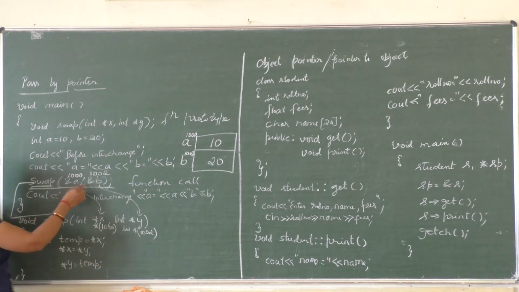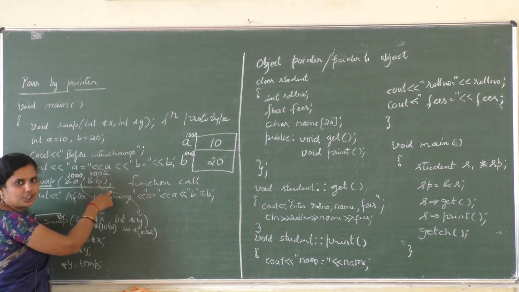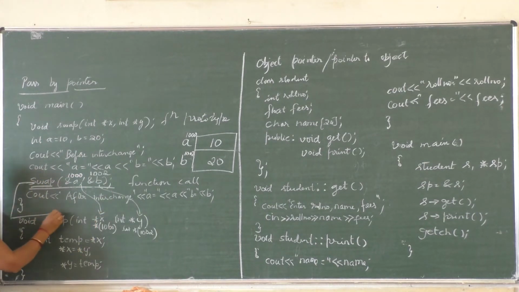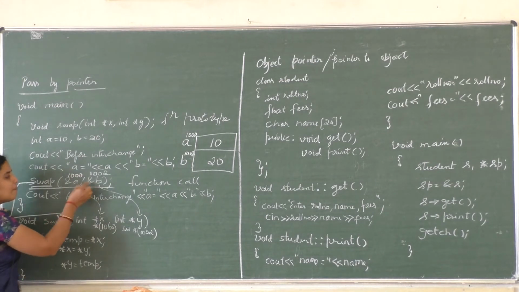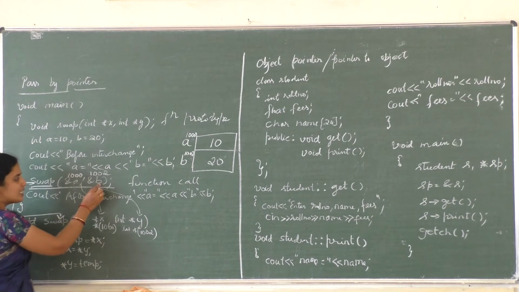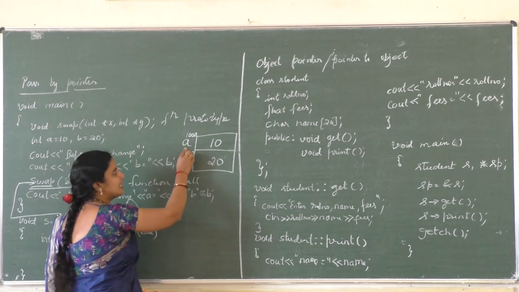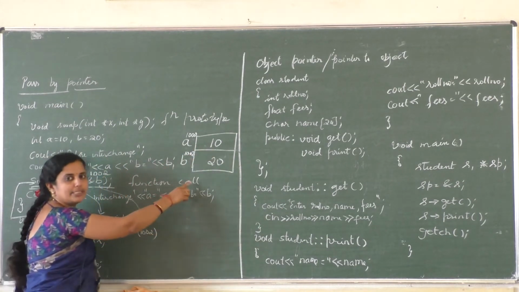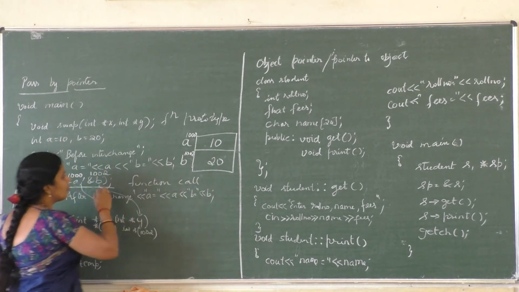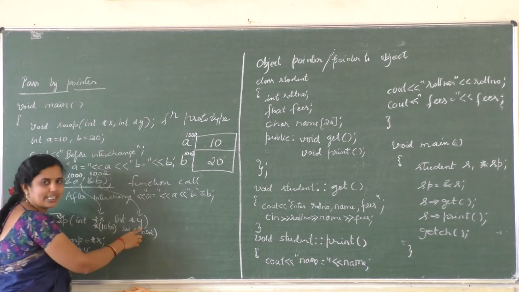Swap(&A, &B) is the function call. When there is a function call, control directly goes to the function by passing the arguments &A and &B to the function. That is, &A is assigned to X, &B is assigned to Y. What is &A? &A is 1000. What is &B? That is 1002. So 1000 is assigned to X and 1002 is assigned to Y.